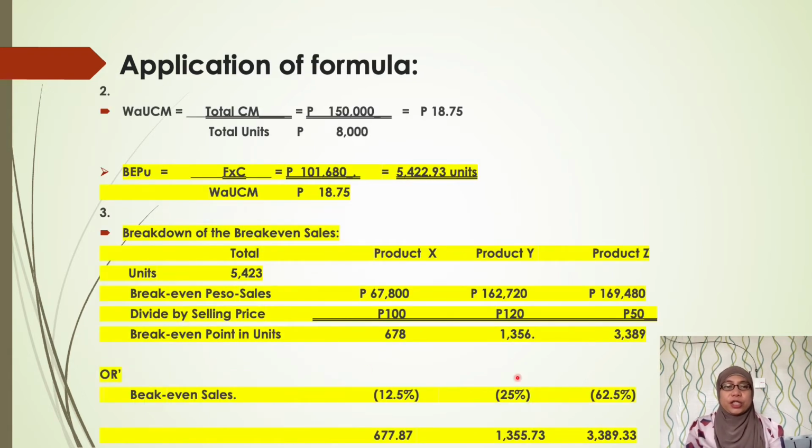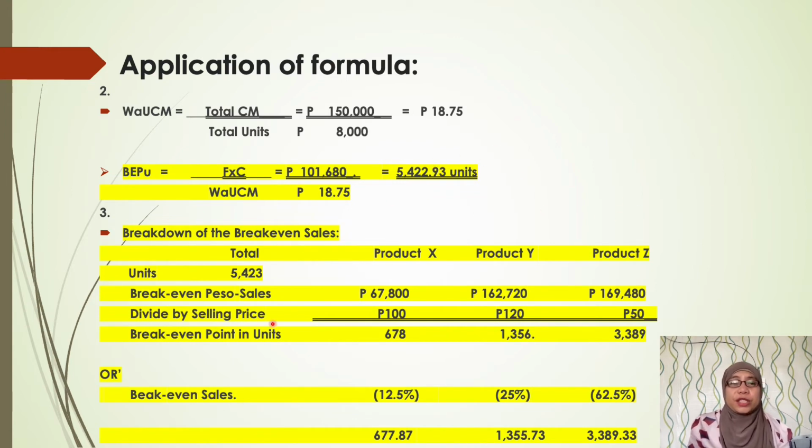And for the next question is the break-even point in units. So, weighted average contribution margin, total contribution margin is 150,000 over total units of 8,000. So, yung answer natin is 18.75 per unit. So, the break-even point in units is fixed cost of 101,680 over weighted average unit contribution margin of 18.75. We will get 5,422.93 units. So, yung answer ng number 2, ito siya.